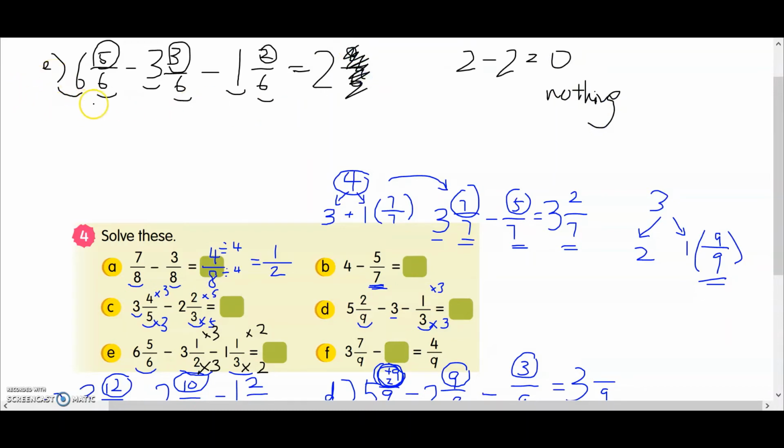One more time, huh? 5 over 6 minus 3 over 6 is 2 over 6, right? And then 2 over 6 minus 2 over 6 is 0. It's gone. So the answer we have is only 2. Okay, the round number is still here because 6 minus 3 minus 1, you get 2.